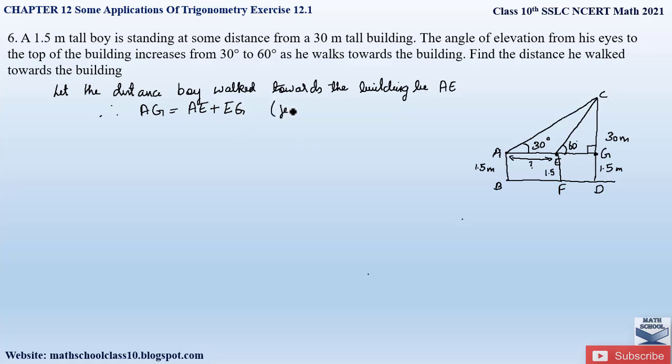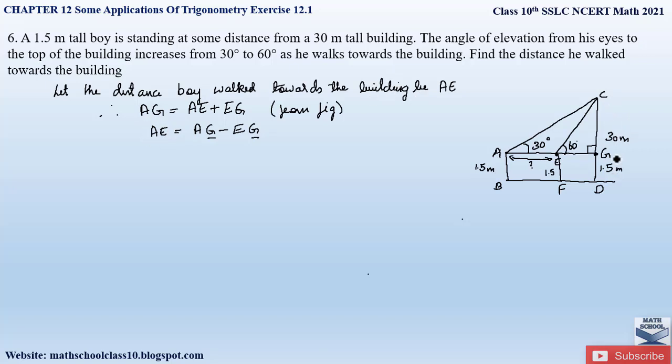This is from the figure, right? So to find out the AE value, we have to send this EG to the left hand side, so that will be AG minus EG. Okay, so we have to find out the AG value and EG value to determine the distance the boy walked towards the building.